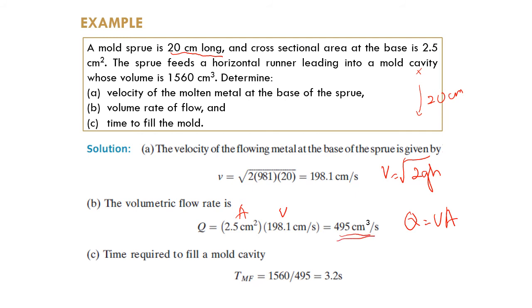The time required to fill a mold cavity is TMF equals V over Q. So Q we already have, and V is given here, 1560 cm cubed. So 1560 over 495 cm cubed per second. Then you will get the time to fill the cavity, which is 3.2 seconds.